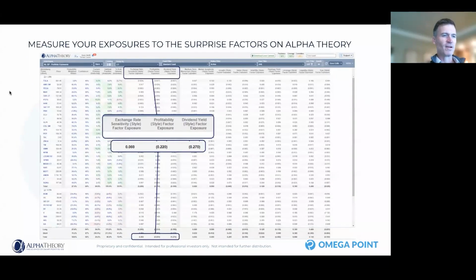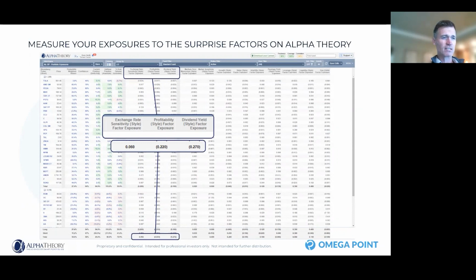Yeah, great. Thanks, Omer. I think that once you see the surprises, the natural question is, how am I exposed to those? And so I just selected a few things, and for a few things, seeing this in an Alpha Theory view, this is a demo account. You see exchange rate sensitivity, profitability, and dividend yield, and it's showing you by security, both long and short, and it's a summation of that at the bottom to tell you total exposure.